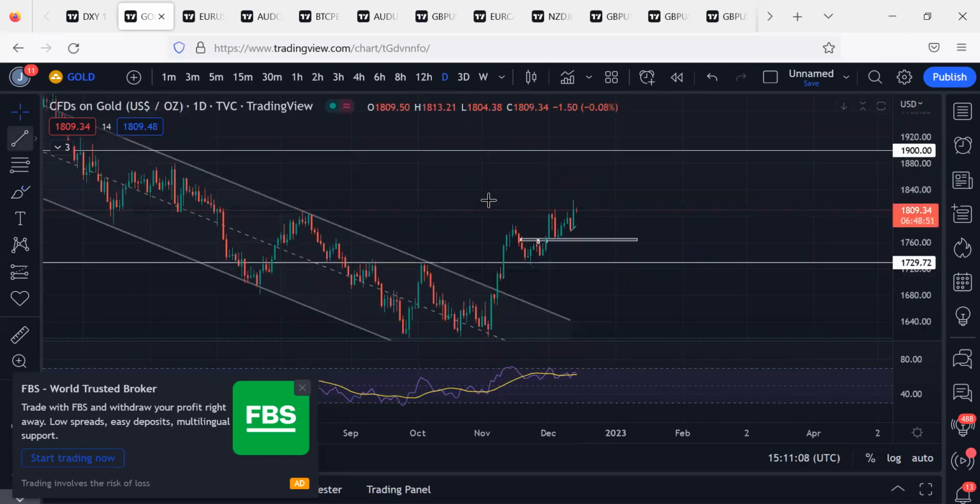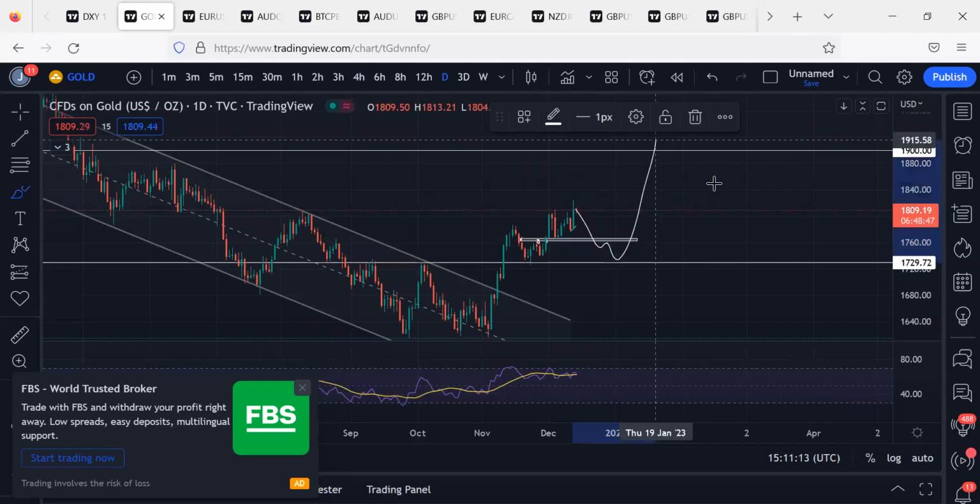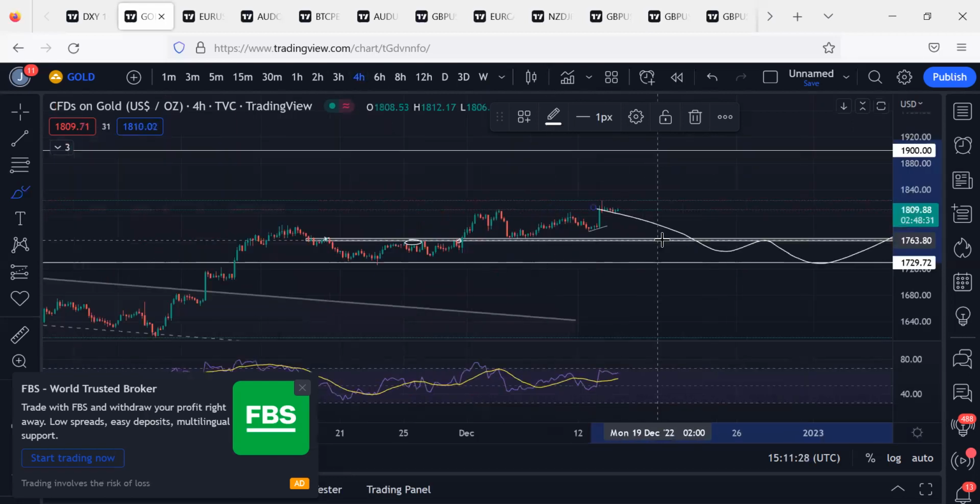What if we come down and break this and come down here before reversing to 1,900? So flow with the market, learn to flow with the market, use your brain. I guess these are our biggest area of value, which is on a daily level, and this is our area of value on the 4 hourly.